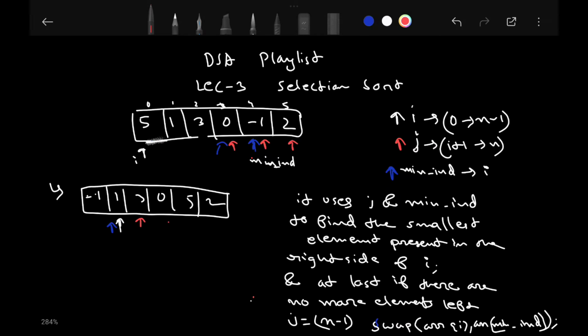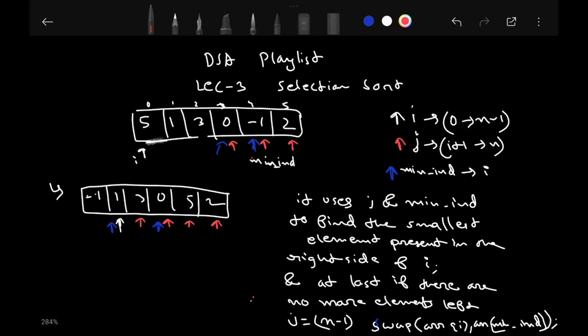Again, our j is incremented, and until now, which is the current minimum? Until now, which is the smallest element? Until now, the smallest element is 0. So our current minimum is pointing here. j is again incremented. Is 5 smaller than 1? No, but again j is incremented.